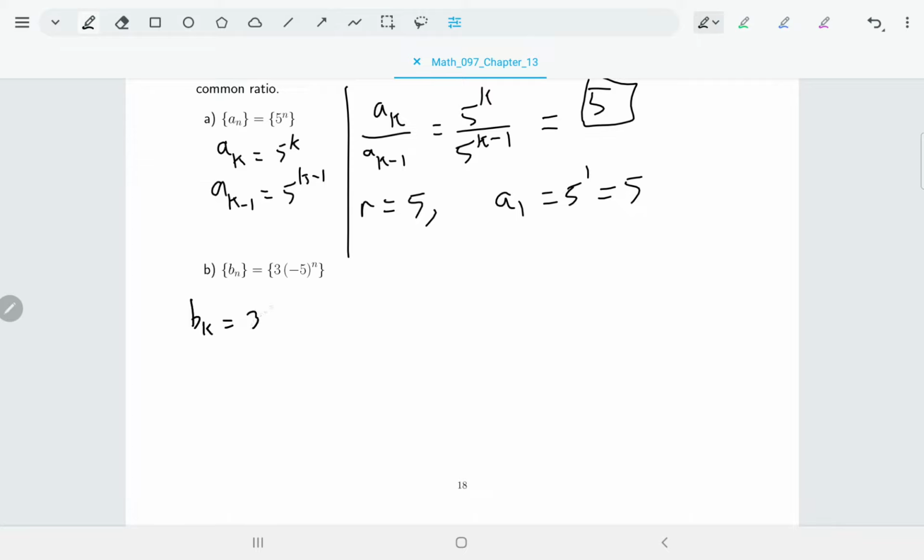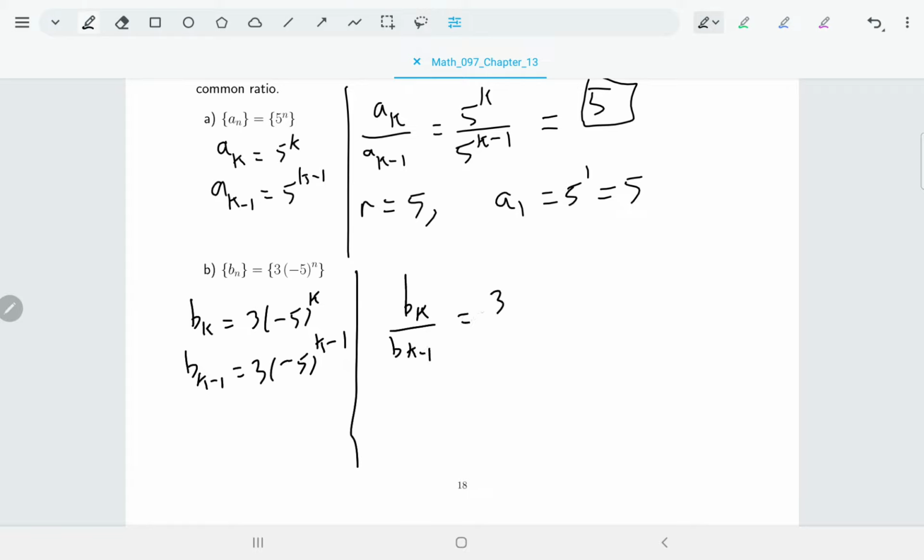Term k would be 3 times negative 5 to the k, and term k minus 1 would be 3 times negative 5 to the k minus 1. And if we looked at term k divided by term k minus 1, we would get 3 times negative 5 to the k over 3 times negative 5 to the k minus 1. And a bunch of stuff cancels. The 3's will cancel, and most of the negative 5's will cancel, leaving just negative 5. So this one, again, is also geometric, because we have a constant as that common ratio, so that ratio is negative 5.